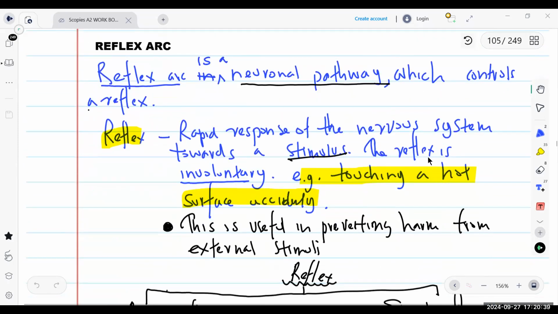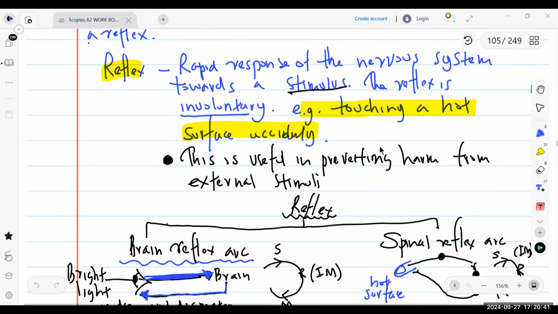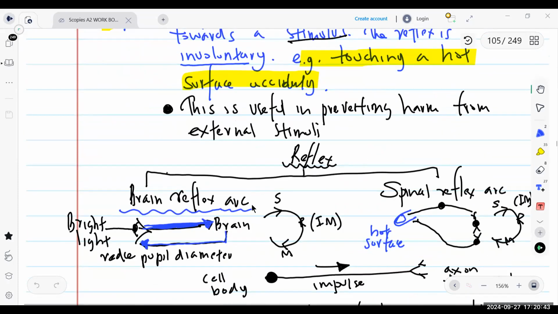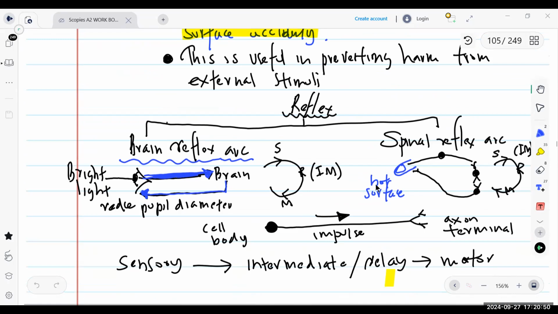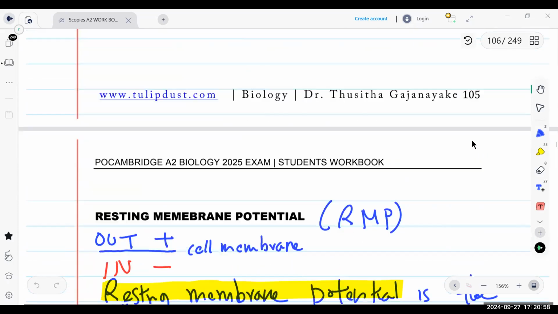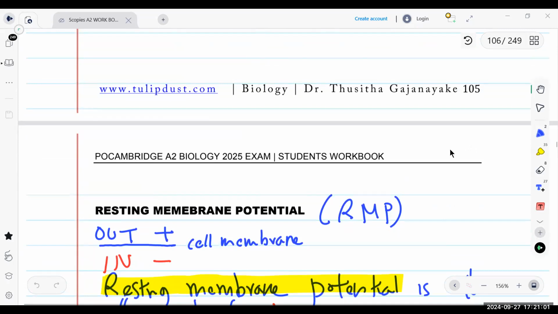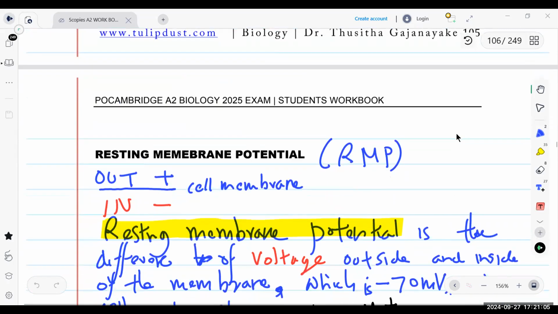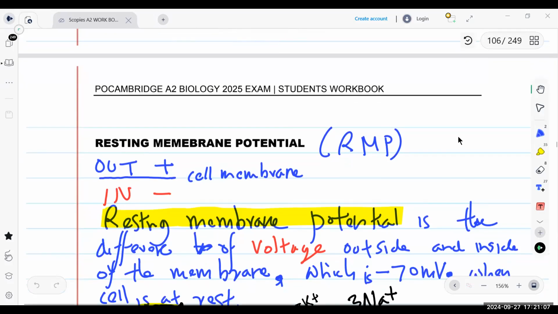And then briefly we'll learn the reflex arc. That is how these three neurons join together to respond to a stimulus. For example, when we touch a hot surface, the fingers are quickly withdrawn from this hot surface, which is an example of a reflex arc. And that is a spinal reflex arc because the spinal cord is involved, but not the brain. I think this is the bit of advanced place now, resting membrane potential.